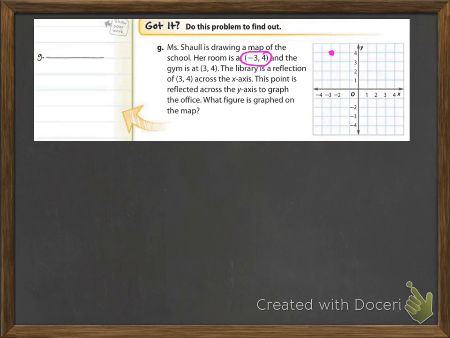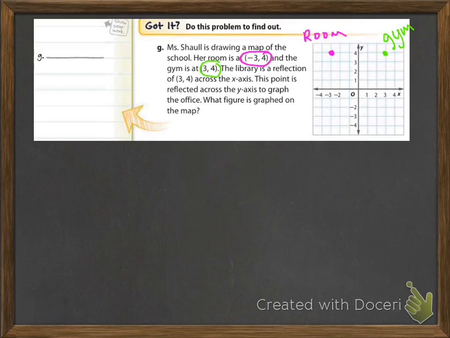This is her room. And the gym, so I'm going to change colors, is at 3, 4, which is positive 3, 4. So I'm going to go ahead and do that one. Over 3, up 4. Okay, so positive 3, 4. So this is the gym. Okay, so now you can see too that I've labeled the gym and her room.